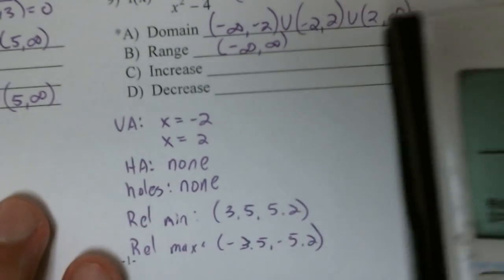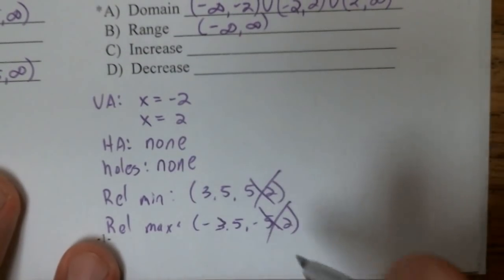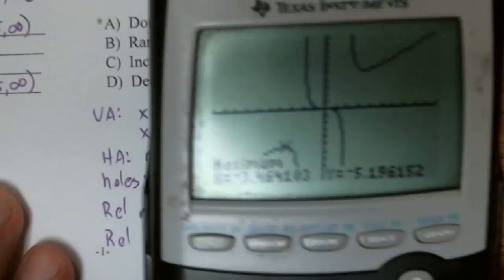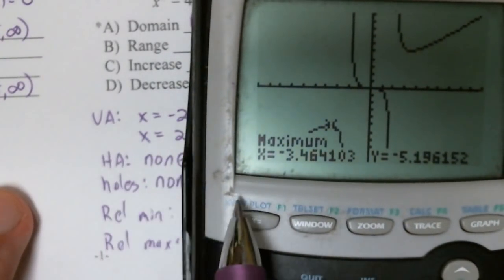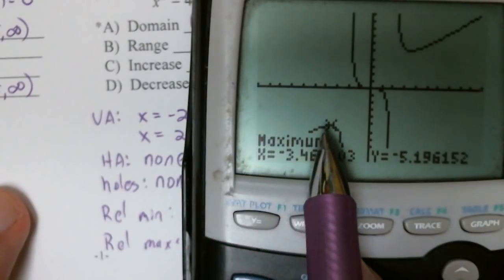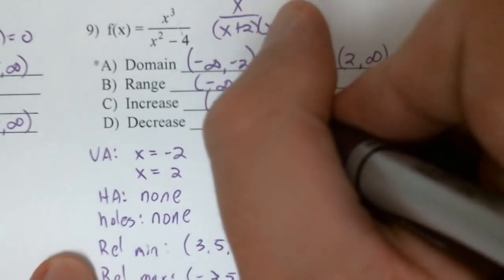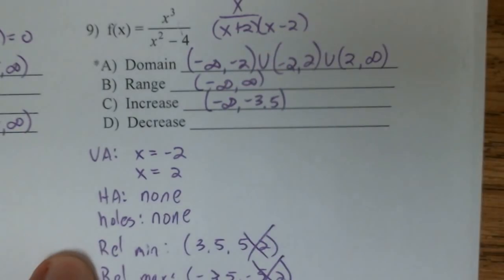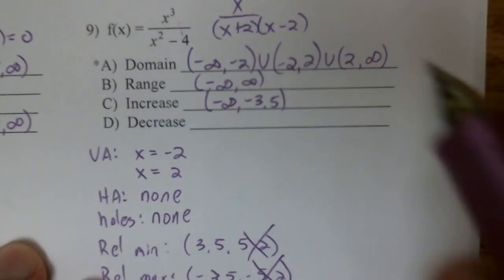Okay, intervals of increase and decrease. That's going to depend on these guys, okay? But for intervals of increase and decrease, I don't care about the y values. I'm only looking at the x values. So as I'm reading a book from negative infinity, my company's making money. Everything's happy. We're making money until I get to the x coordinate of that spot. So I'm making money from negative infinity to that spot, negative 3.5. And then I start losing money. Okay, so there's a break.